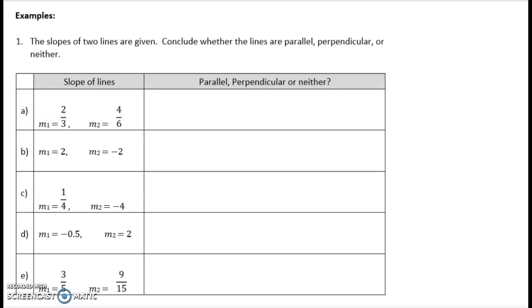Next, the slopes of two lines are given. Conclude whether they are parallel or perpendicular. So let's figure it out. The first one, it said 2 over 3, and then we have 4 over 6. Well, we can actually reduce this one, right? We can divide each of these by 2. So this would actually be 2 over 3. So a slope of 2 over 3 and a slope of 2 over 3 is parallel. They have the exact same slope. Okay, and the fractions are equal.